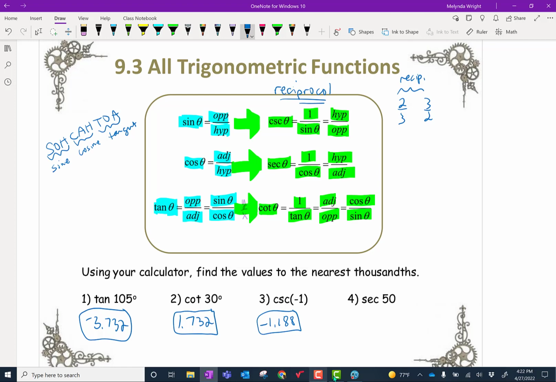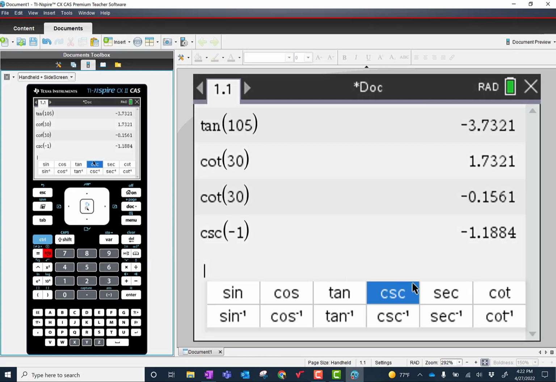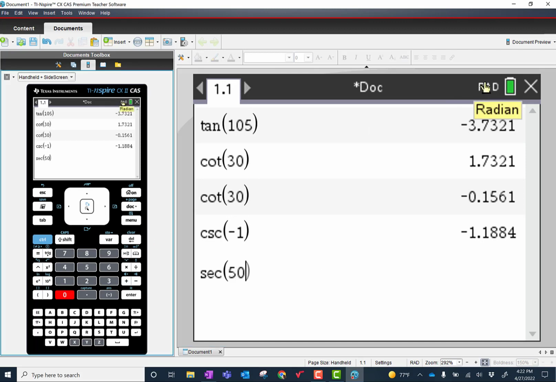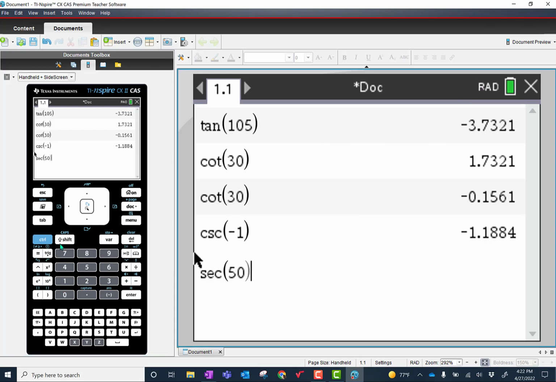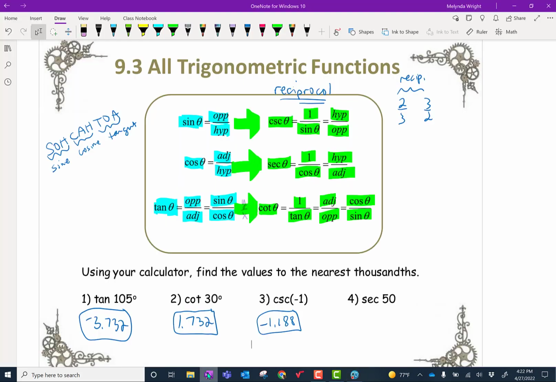And the last one, we're going to do secant of 50 radians. So we've got secant, it's right here, of 50. And we are in radians, so we're good. So we do Control Enter, and that gives us 1.0363. So 1.036. We're going to the thousandths. Okay, and that's really all the work that we're going to do with the calculator today. Just learning how to input those, and switch back and forth between radians and degrees.